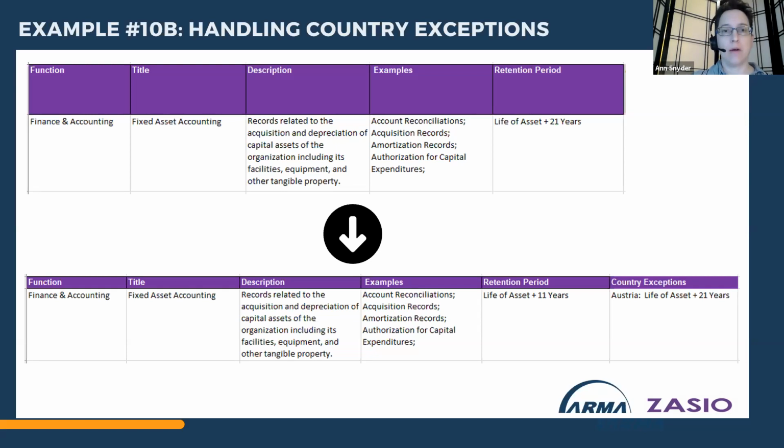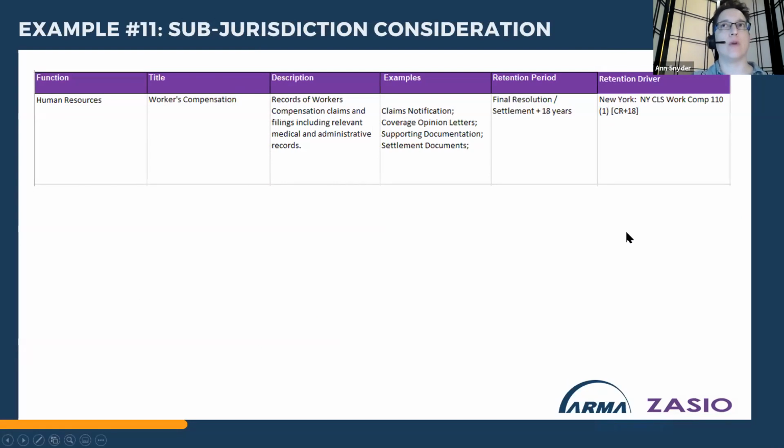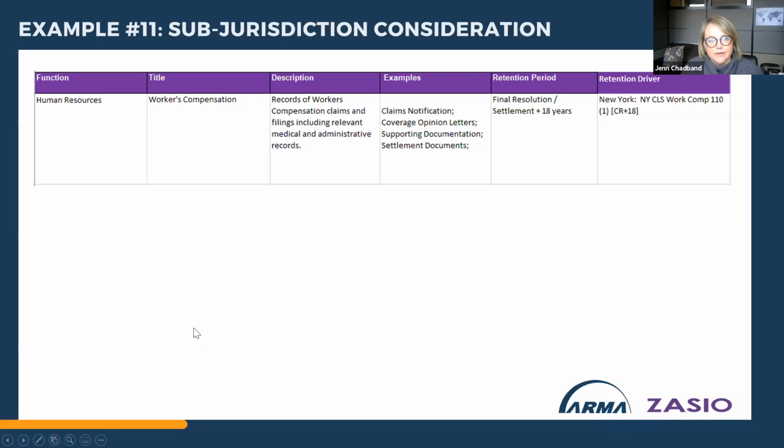So, all right, let's move on to the last example here. Number 11, sub-jurisdiction considerations. Yeah, so I can walk through this. This isn't necessarily simplifying, but it's something to think about when you're going through your retention schedule, when you're doing the simplification, when you're refreshing. And this is kind of an example along the lines of privacy. We don't want the tail wagging the dog with a New York requirement, 18 years for claims and workers' comp submissions, claim forms. Does it make sense to have your global retention period be 18 years for these records?